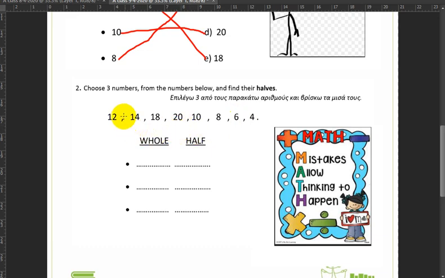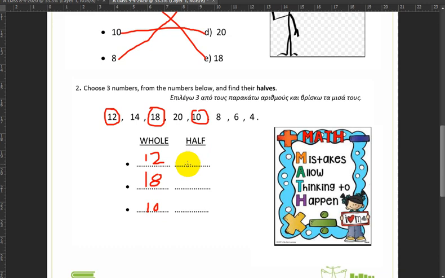So I'm going to choose randomly 12, 18, and 10. I'm going to put 12 here, 18 here, and 10 here. And I'm going to do the process of finding their halves from the beginning.